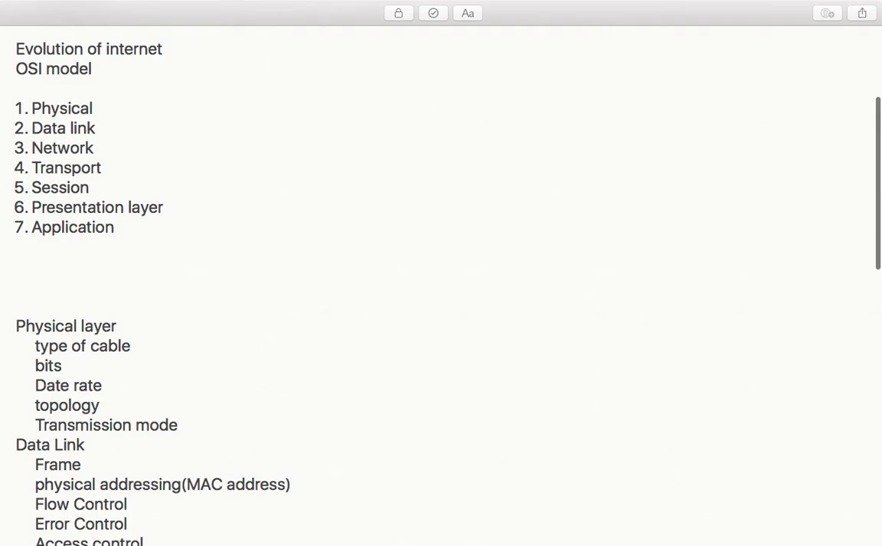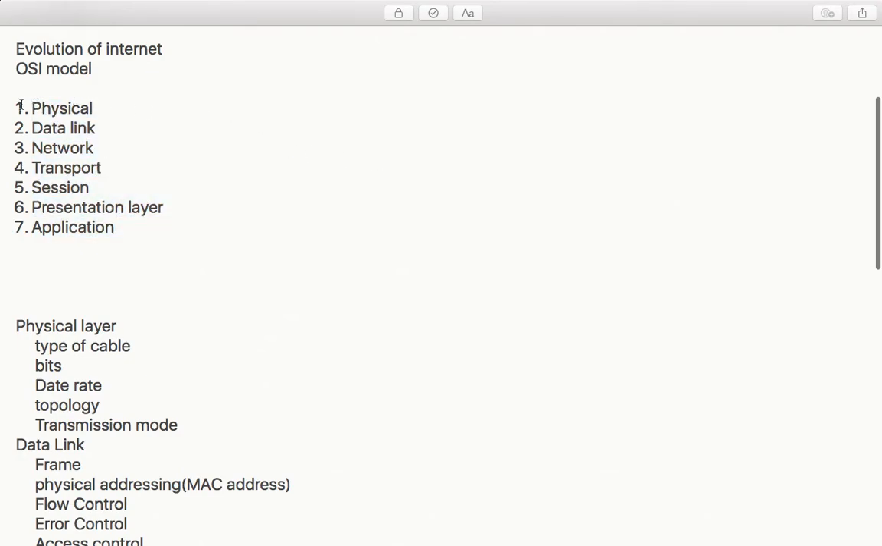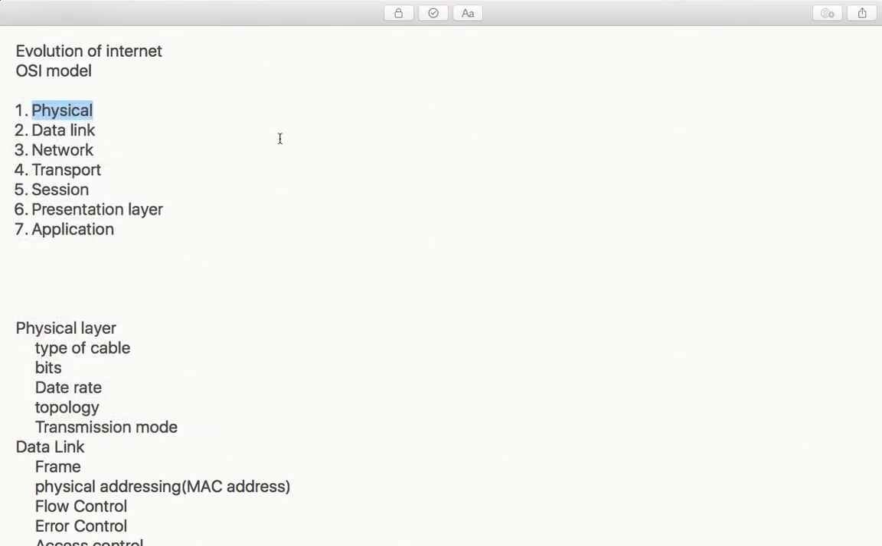If you see once again the 7 layers we had, the first one is the physical layer, the second one is the data link layer, the third one is the network layer, then transport, then session, then presentation, and the last one is application. All 7 layers will be there at the sender side as well as the receiver side. Which layer is directly connected to the medium? That is the physical layer.